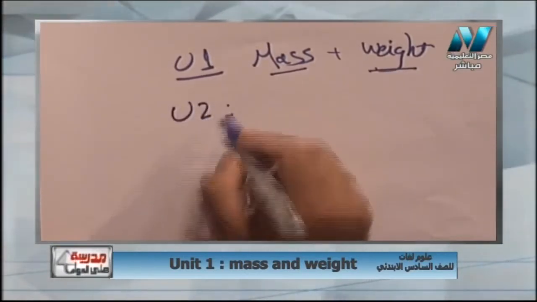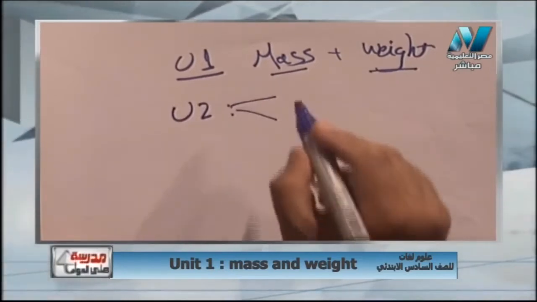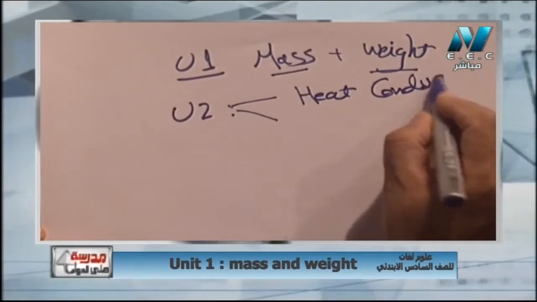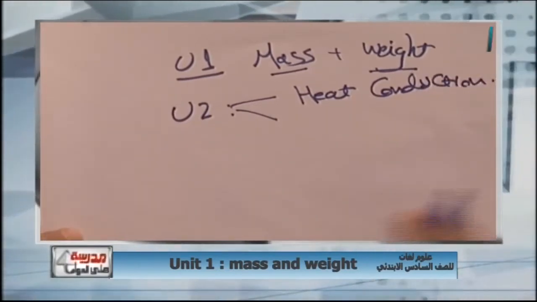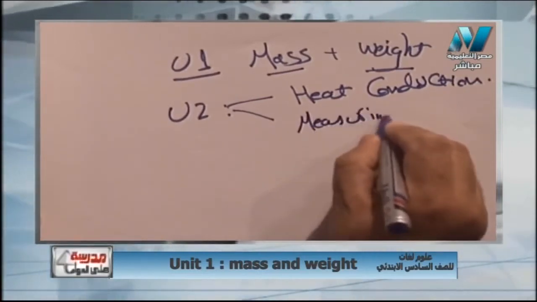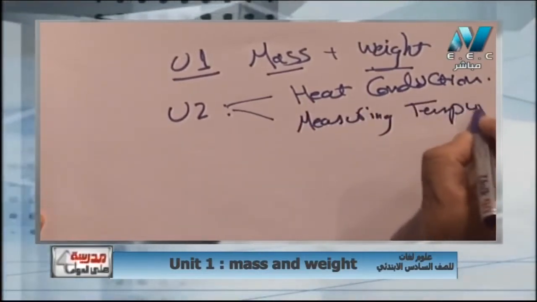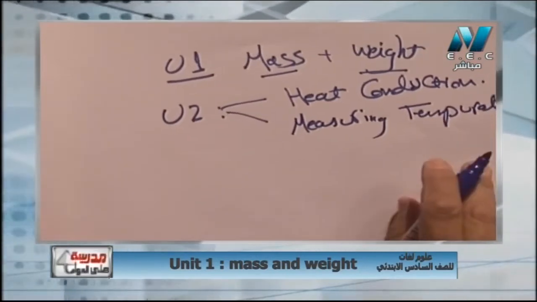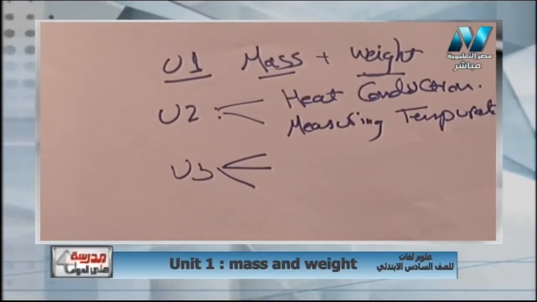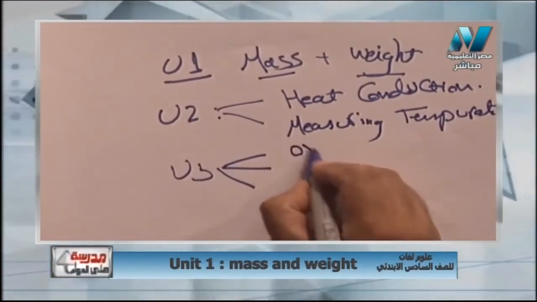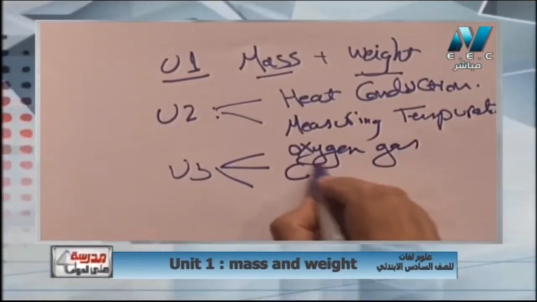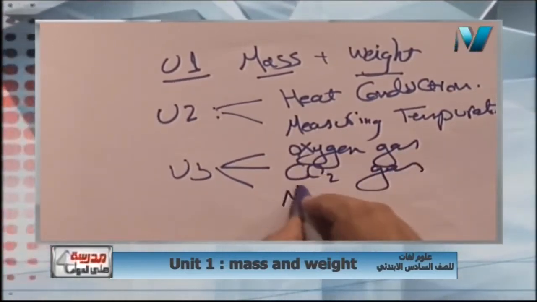Unit 2 will contain lessons about heat conduction, التوصيل الحراري. موضوع مش غريب علينا، درسنا جزء منه في primary 4. And also measuring temperature أو قياس الحرارة by the thermometer. And also Unit 3 that deals with 3 gases, which are oxygen gas. We will study each gas in detail, and also carbon dioxide gas or CO2 gas, and nitrogen gas.